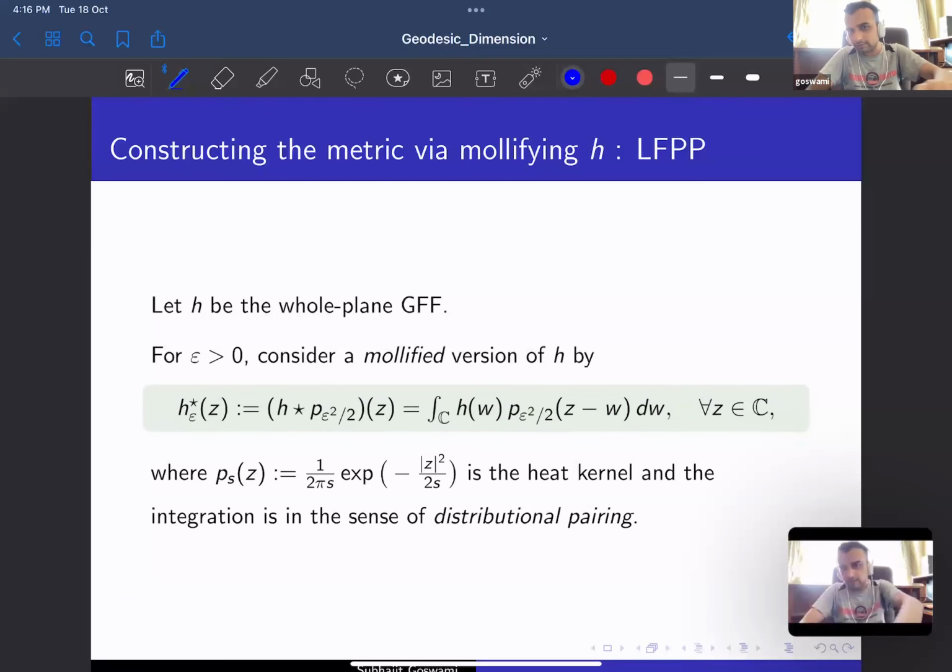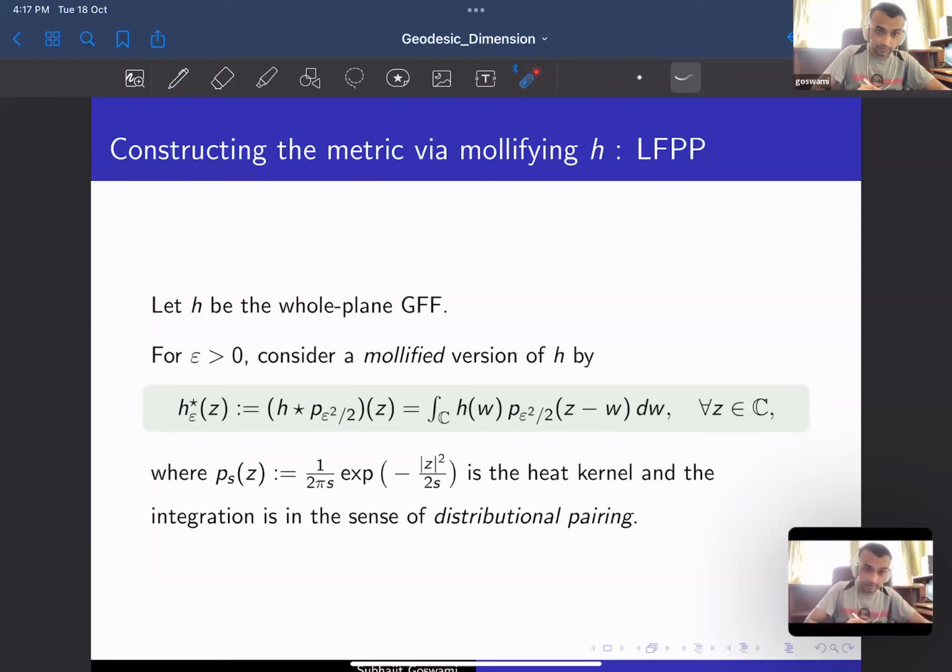By the way, I'm cheating a bit. The whole plane GFF is not again a distribution per se. It's a distribution modulo an additive constant, but let's keep that aside. That we can take care of other ways. So this is what happens. So you do the modification in the obvious way. And of course you have to prove that you can make sense of such modifications, but that you can do.